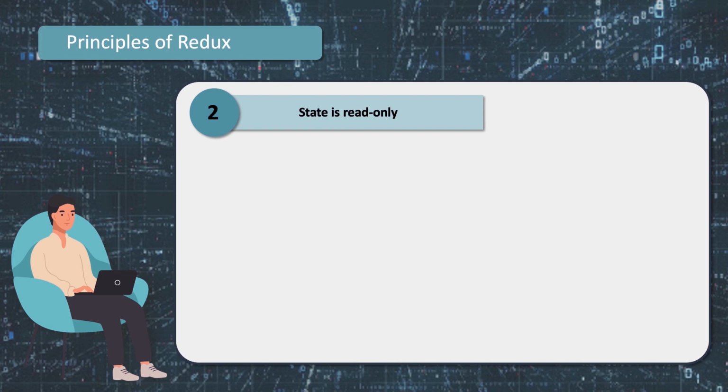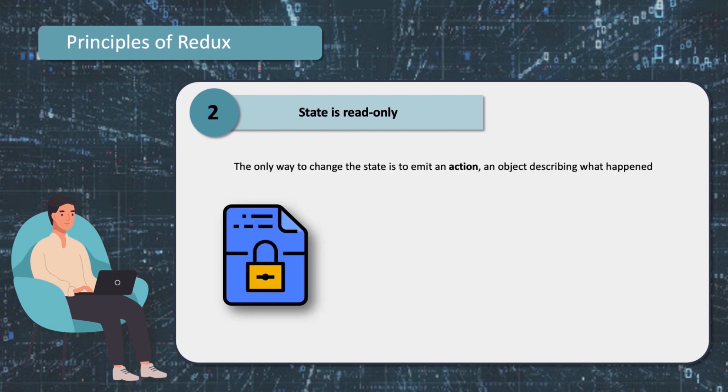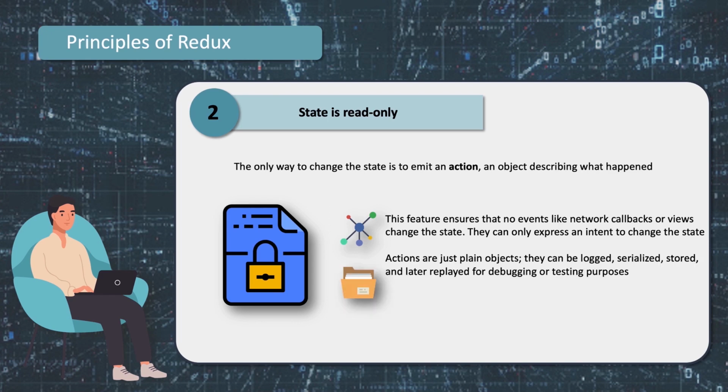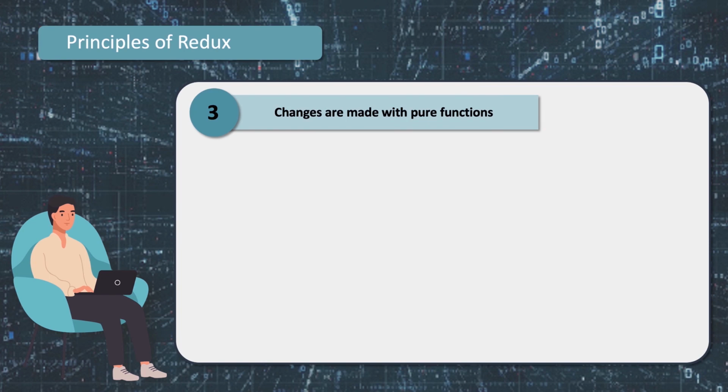The second principle is that its state is read-only. That's why you're able to describe more effectively what's happening, because it is read-only. And this ensures that no events like network callbacks would create any issues with the code and the re-rendering of your application. And that object actions become just plain objects. And then finally, changes are made with pure functions.